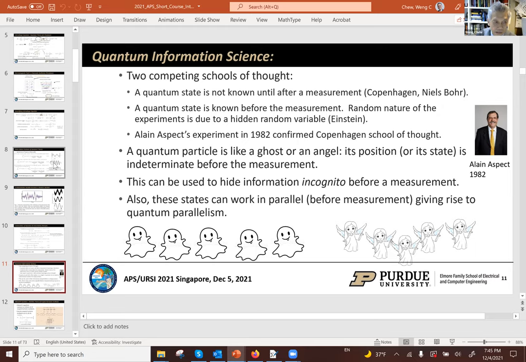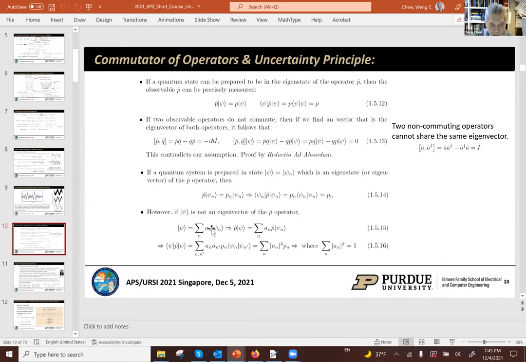And so if you think of this equation, you do not know what state the quantum system is in. It can be in any of these states, according to this probability distribution.